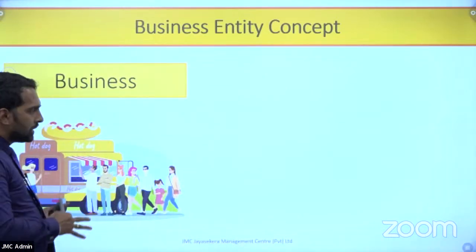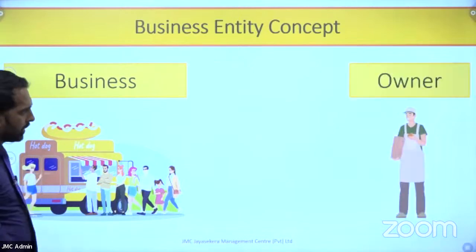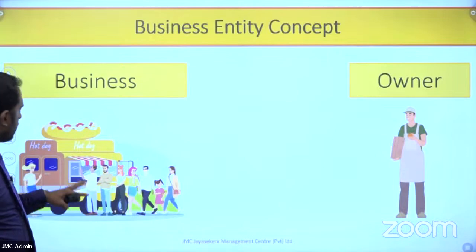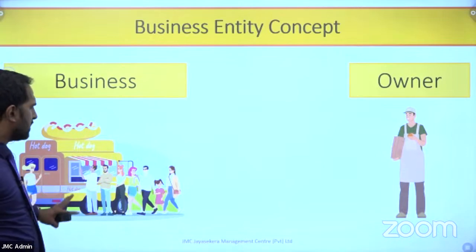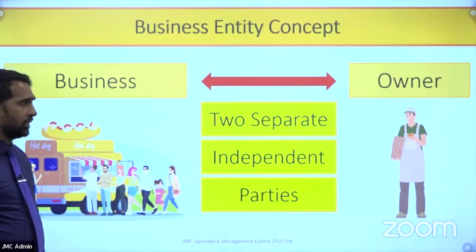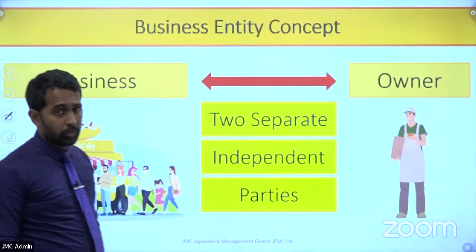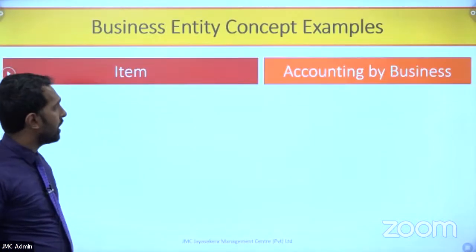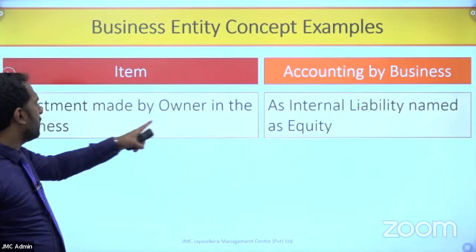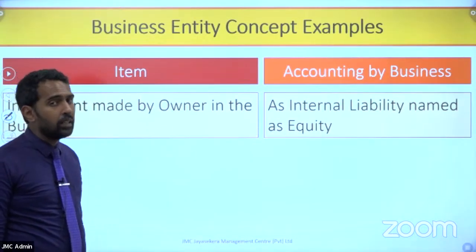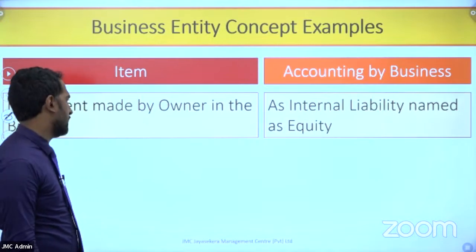We have to treat the business separated from the owner. Look here, there's a hot dog shop. The shop is different, the owner is different: two separate independent parties, the business and the owner. What are the examples? Investment made by the owner in the business is considered as an internal liability named equity.